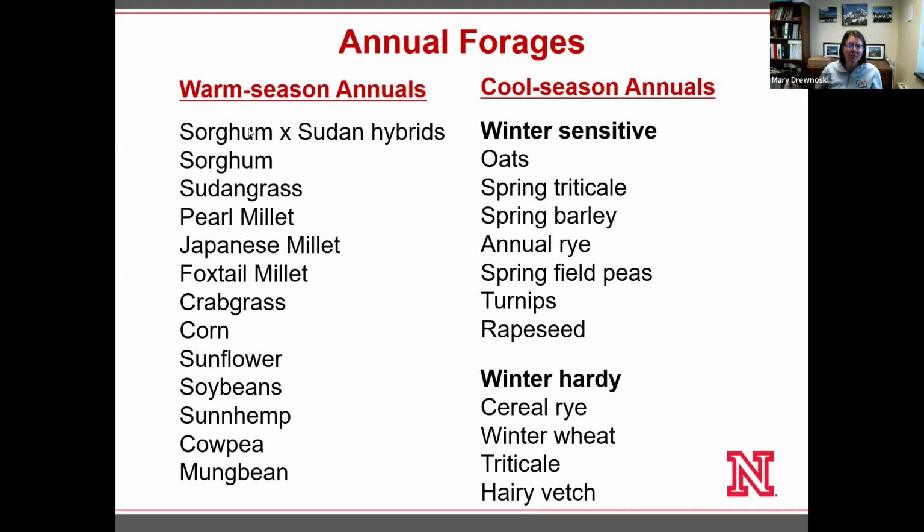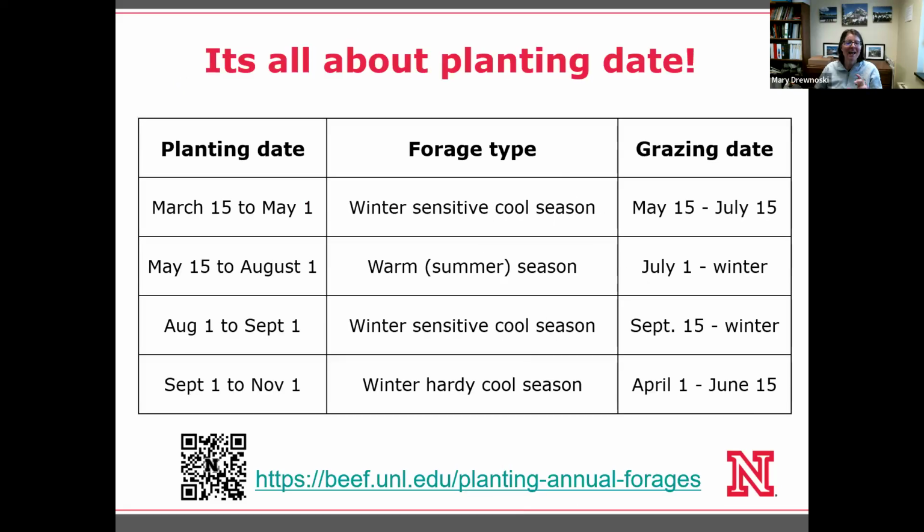But as we think about these species, I have these three categories and I have 4 planting time periods. So the way I look at this is I've broken it up into thinking about the time period in the year when I might plant, and then what I would suggest to plant based off of that time period. So in early spring here, March to May, you might plant a winter sensitive cool season like oats.